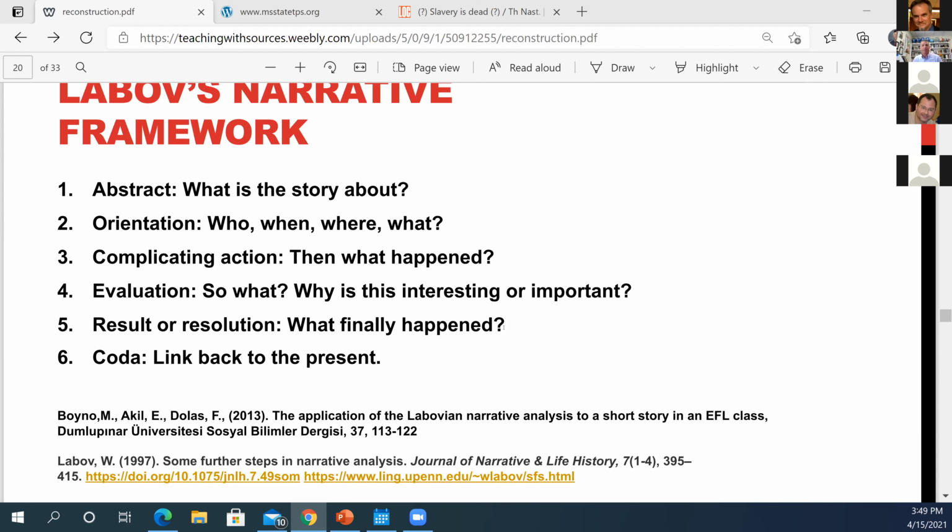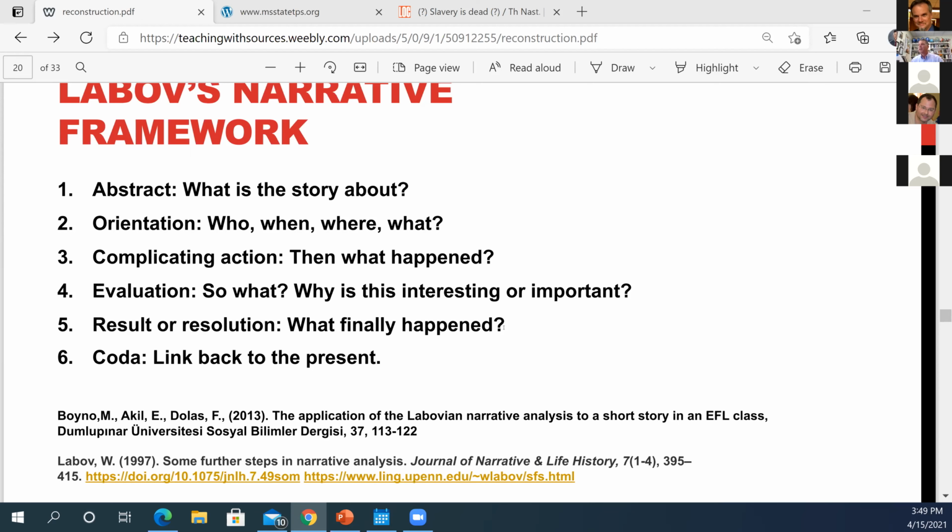So thank you, Mark. He said that every story starts with an abstract, what the story's about. Hey man, I caught a fish yesterday. Second thing is orientation: who, when, where, and what. Then there's some complicating action, what happened, it throws a wrench in it. All right, I was fishing and then something happened.